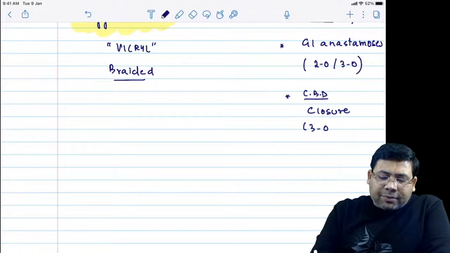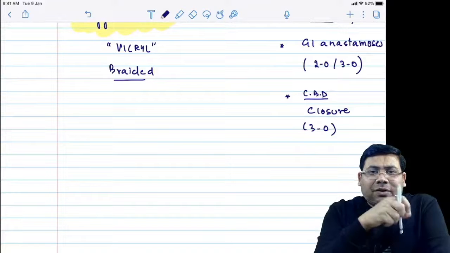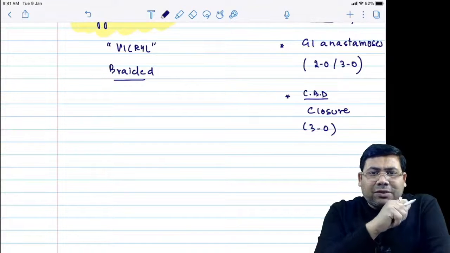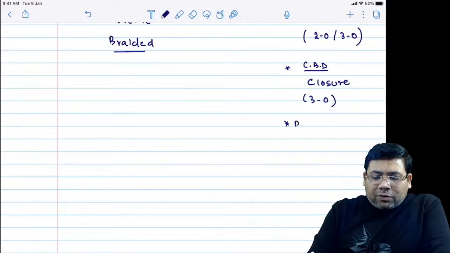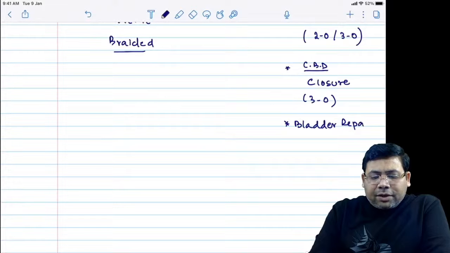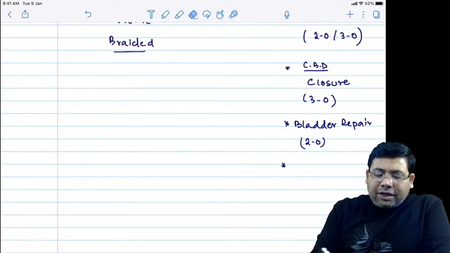Again, it was JIPMER which has asked this: what caliber suture do we use? 3-0. 3-0 is the gauge of the suture. Again, we can use it for bladder repair also. When we talk about bladder repair, yes, you can use 2-0 Vicryl. Again, for uterine vault repair, or you can say vaginal vault.